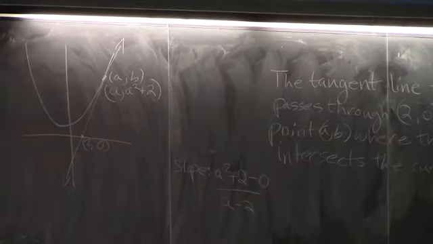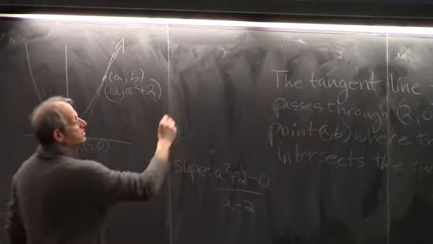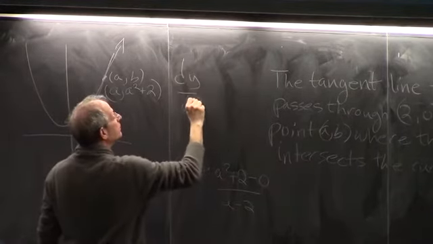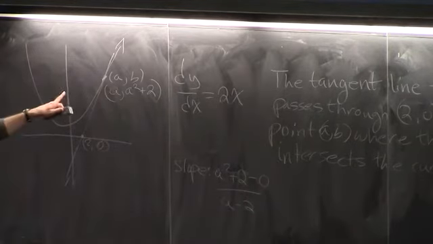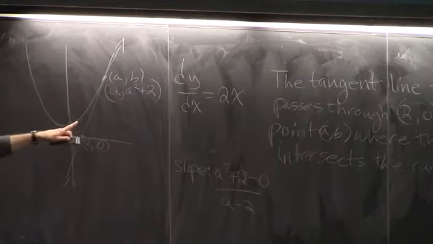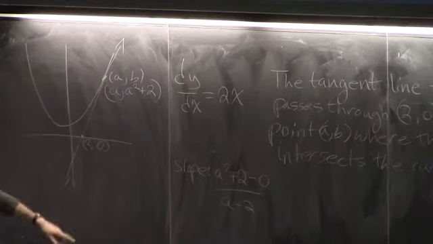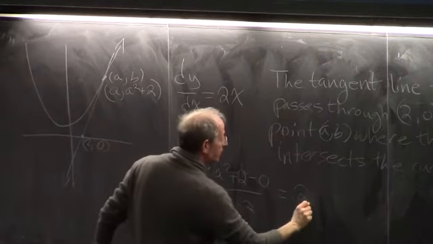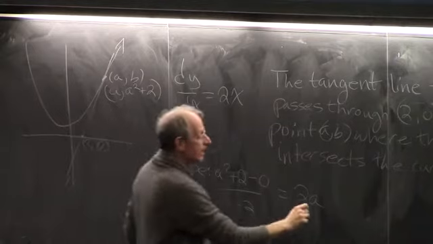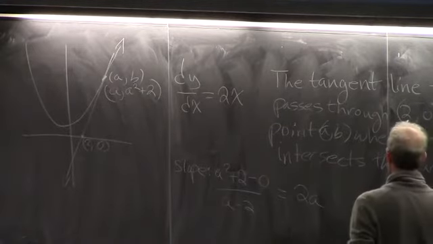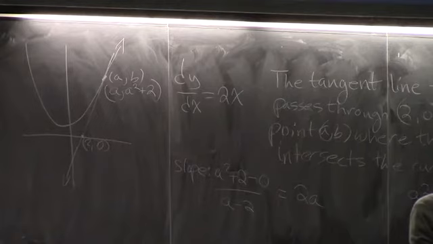But what else do we know about the slope? Well, the slope is the derivative. So what's the derivative of y equals x squared plus 2? It's just 2x. So at a comma b, the slope is what? 2a. Okay? So the slope has to equal 2a. Now we can solve that equation for a. If you cross multiply, you get a squared plus 2 equals 2a times a minus 2.